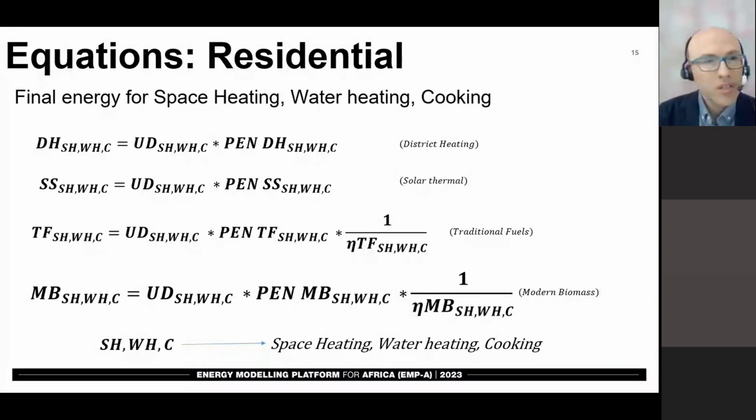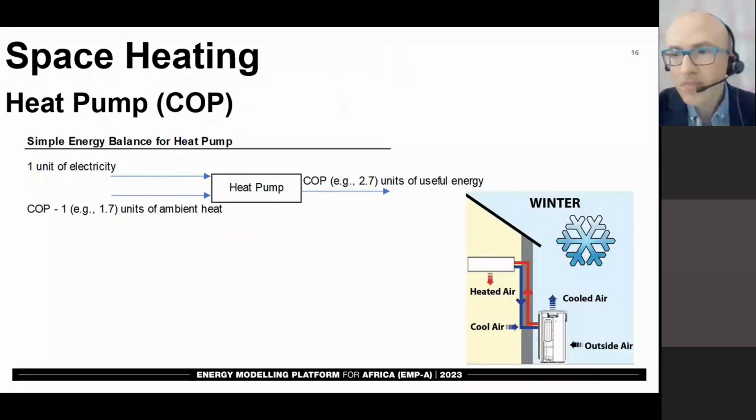To go further with the heat pumps, I show here the sample energy balance for heat pumps. Heat pumps, in fact, are an efficient solution to provide heat or water heating. This technology is highly efficient, as I mentioned, and it transfers the heat from outside to the house. So it is more efficient than the other heating solutions.